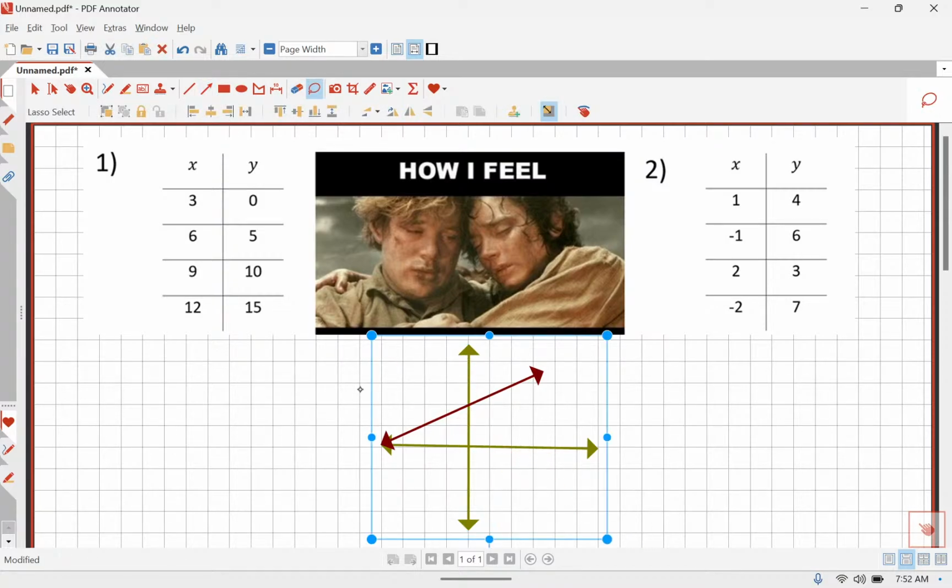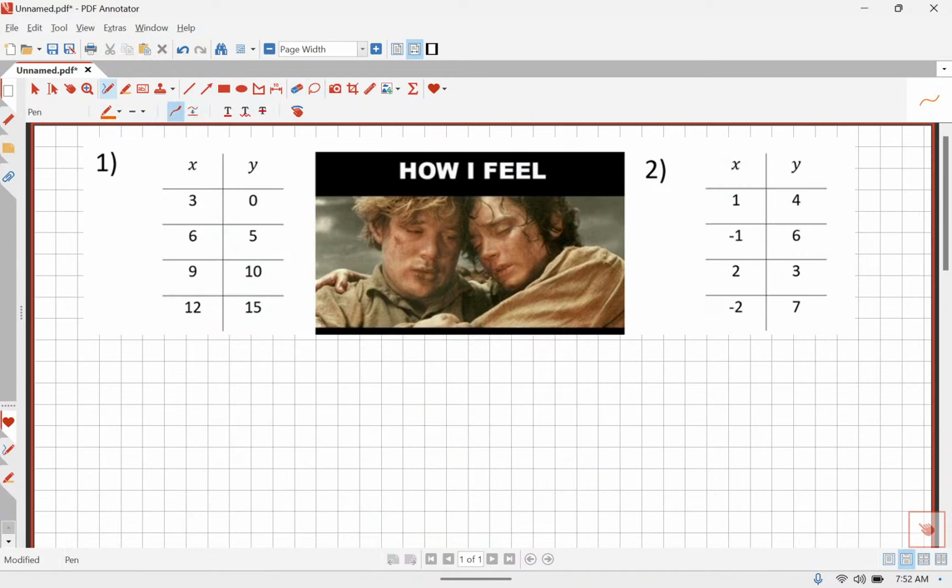But that's okay. That is totally part of the plan. So the idea here, guys, is that we're writing equations like y equals mx plus b, where m is the slope, that's your change in y over change in x fraction, and b is your y-intercept, where it touches the y-axis. So the first thing we've got to do is check if these are indeed linear tables.